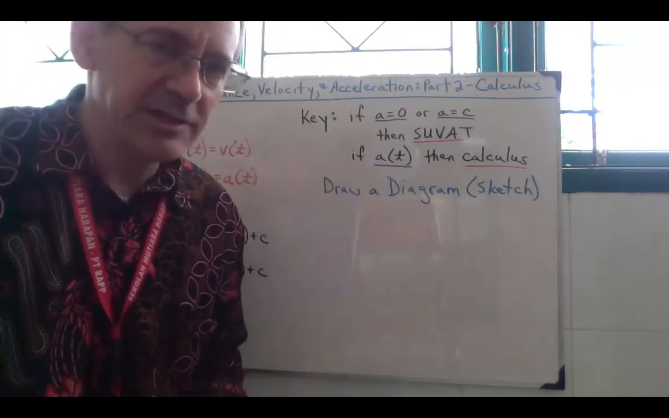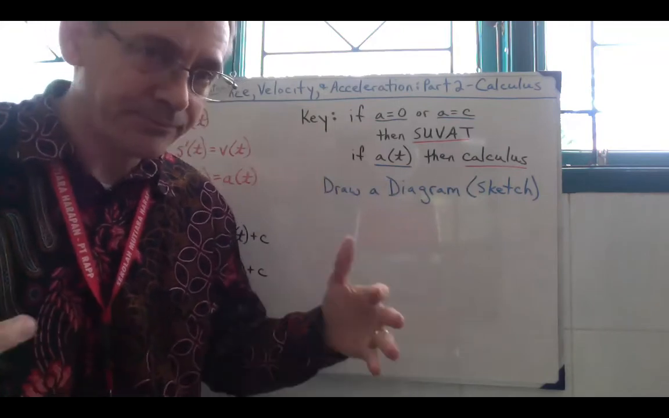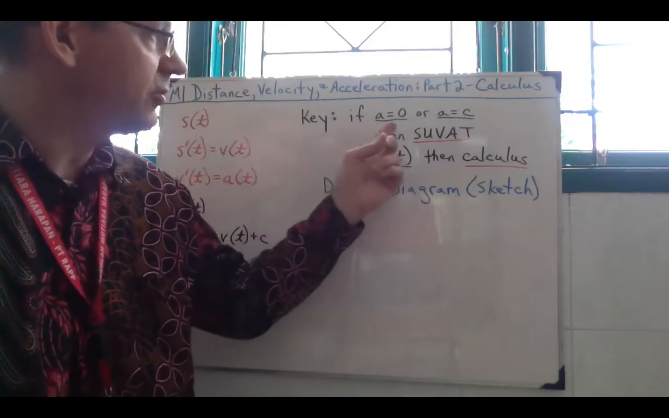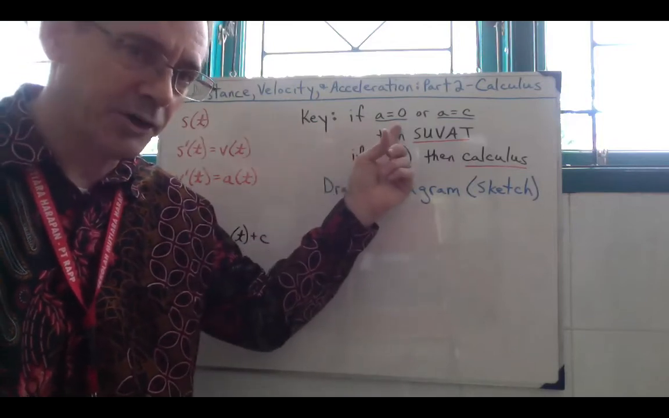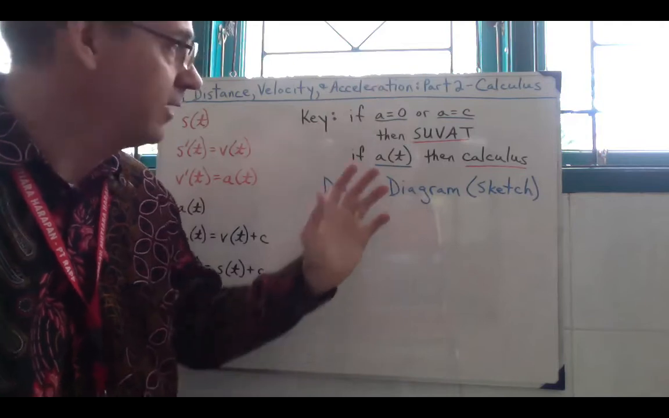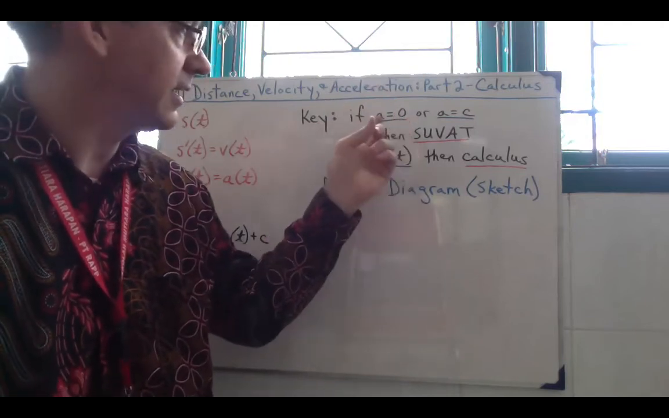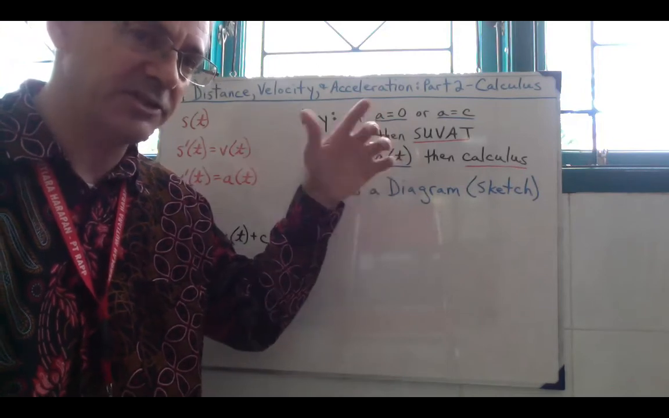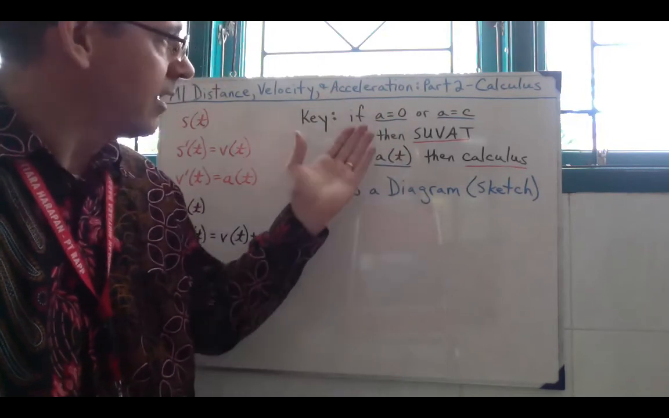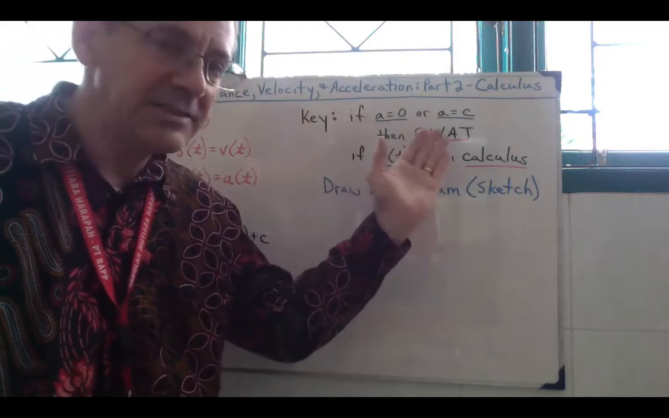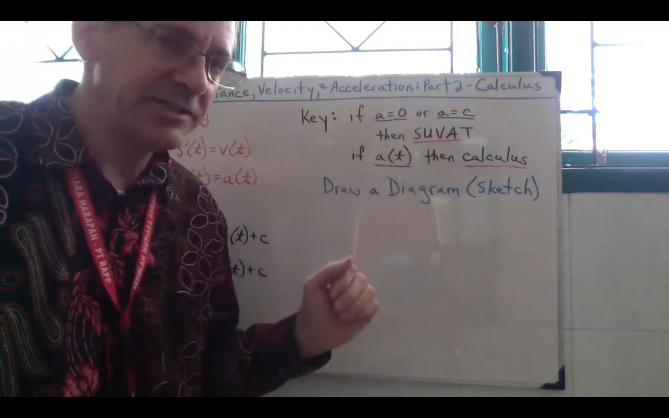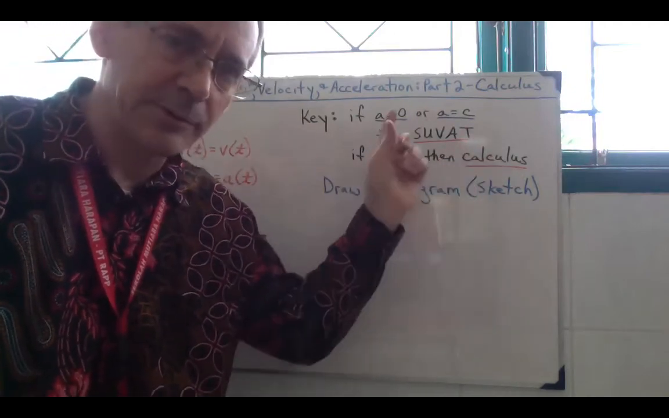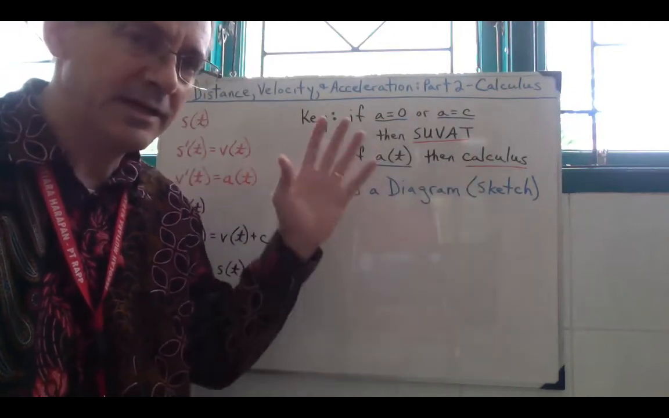The first thing you need to establish is which set of formulas you are working with. If your acceleration is 0, meaning there's no acceleration at all, or it also means your velocity is constant. So if your velocity is constant, you're not accelerating. Or you have a constant acceleration, then you're going to use the SUVAT formulas. And we looked at 4 of them in part 1.